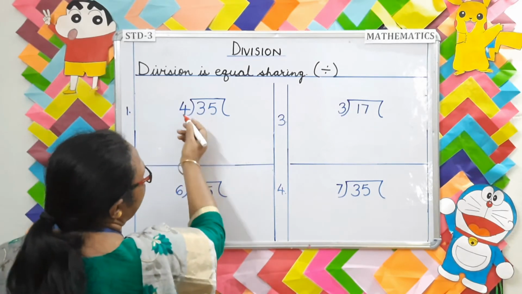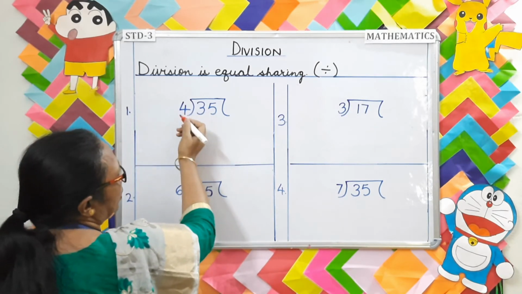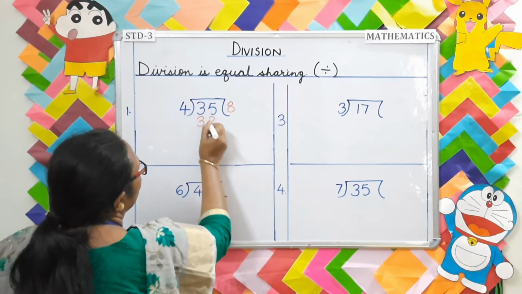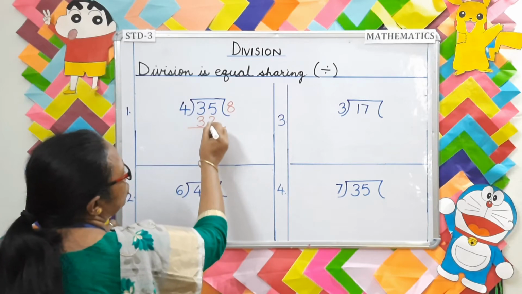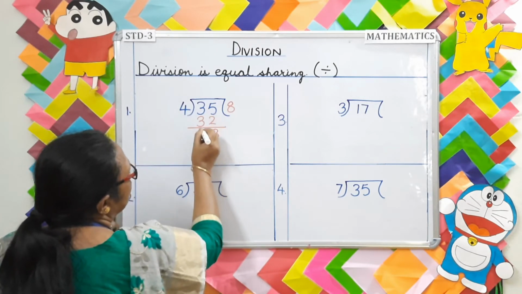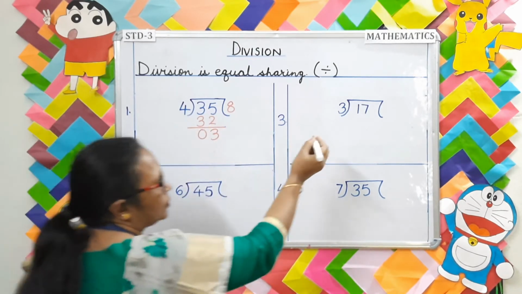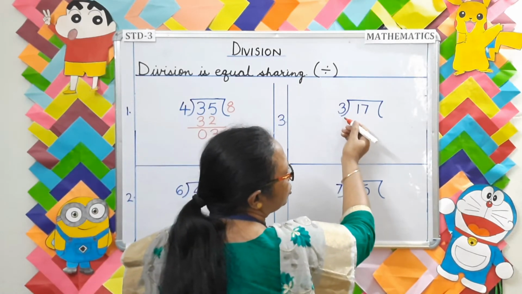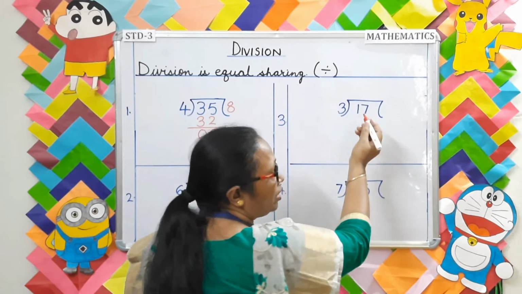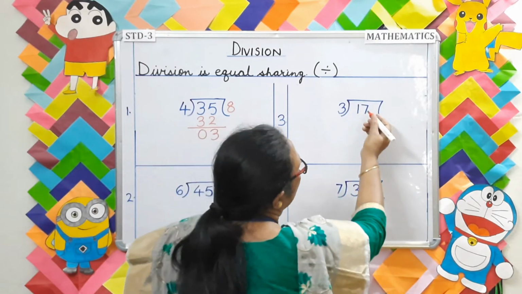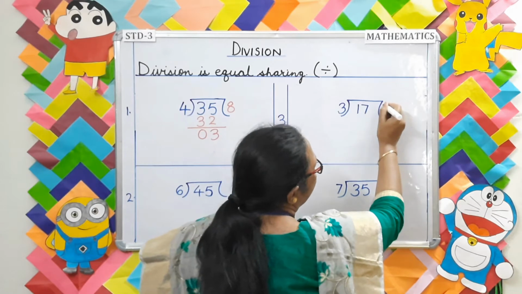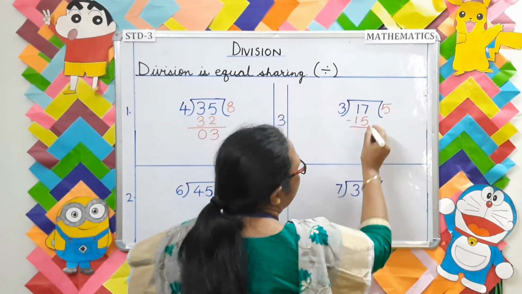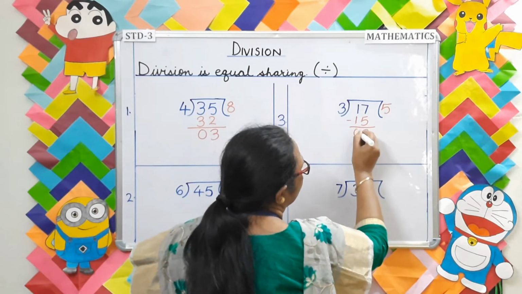Now 35 divided by 4. Now 4 8s are 32. 5 minus 2 is 3. 0. 17 divided by 3. Now you have to say the tables of 3. 3 1s are 3, 3 2s are 6, 3 3s are 9, 3 4s are 12, 3 5s are 15. 7 minus 5, 2.